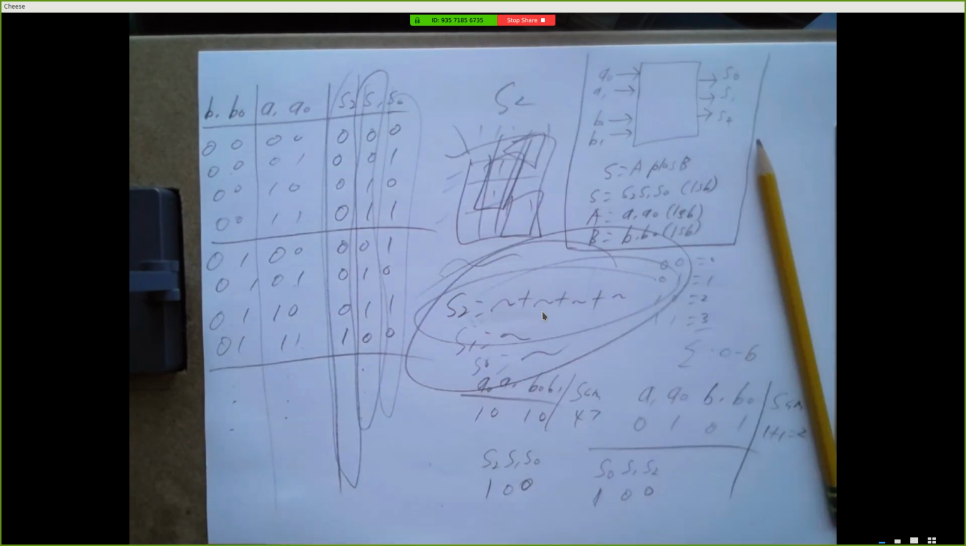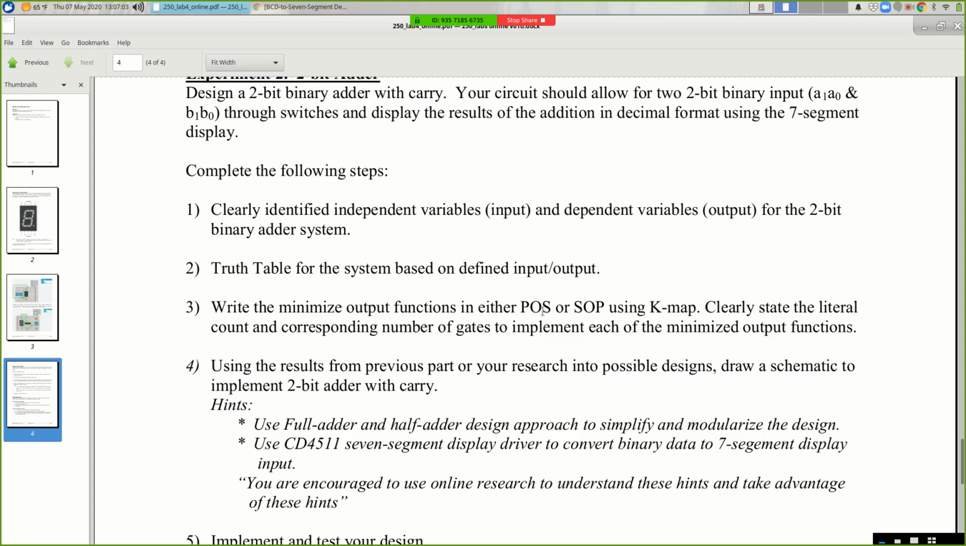You're going to end up with 3 equations. You're going to do it a lot neater than I'm doing it here, okay? Go down the page. Don't do what I do. So write minimized output functions. Okay, this is going to be S2 equals, S1 equals, S0 equals. Clearly state the literal count and corresponding number of gates to implement each of the output functions.